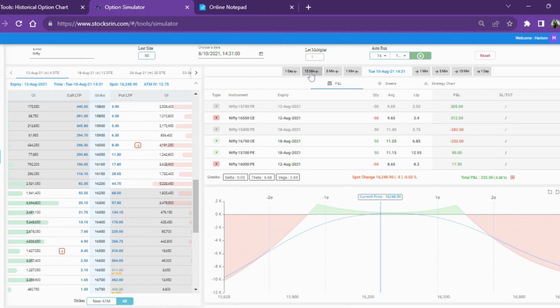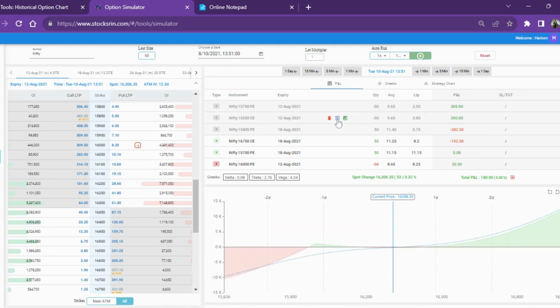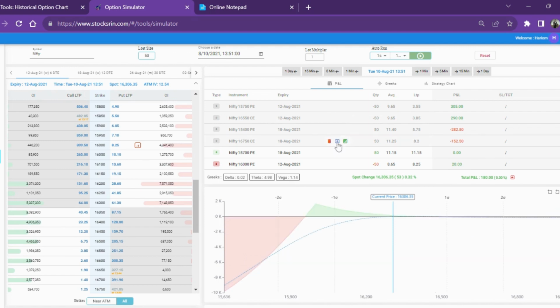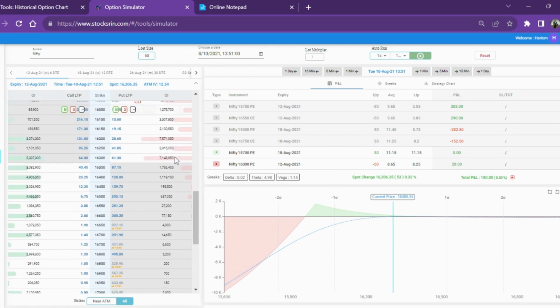Okay, let's go back by 15 minutes and see where we needed to make the adjustment. Let's go back by 5 minutes. Okay, it's at 3.85 on 10th August. So I'll square it off as well, the call side as well. And now I'll make a new position on the call side as well.